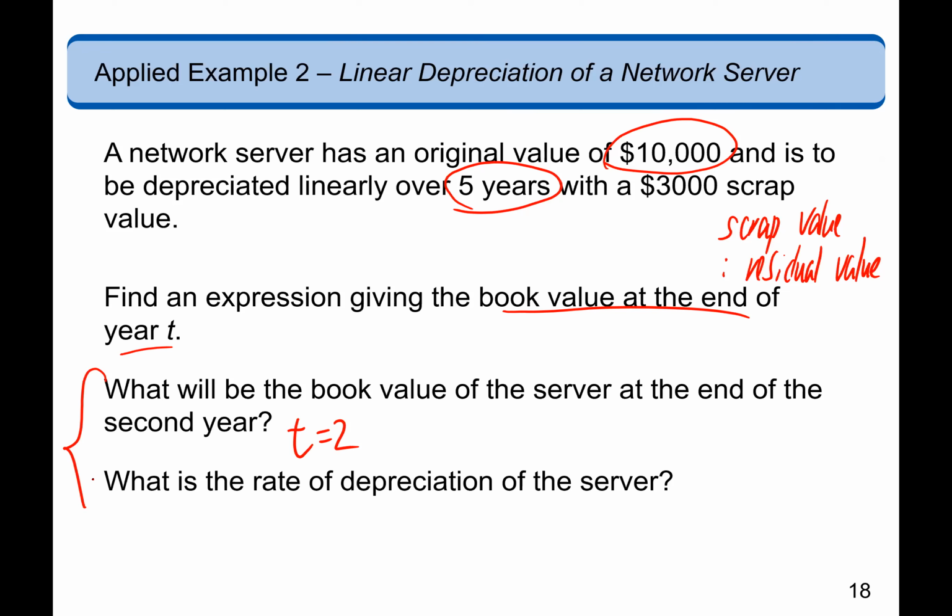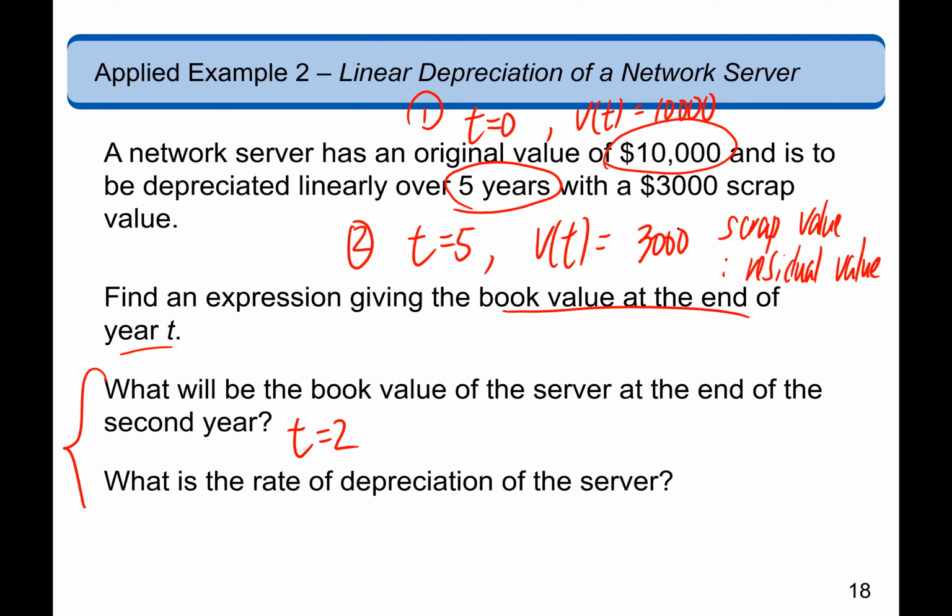So here, original value tells us that when time T equals 0, when they first purchased the network server, the value of the machine, V of T, equals $10,000. Okay, so this is the first condition given. The second condition is when T equals 5 years, after 5 years, the residual value, V of T, equals $3,000.